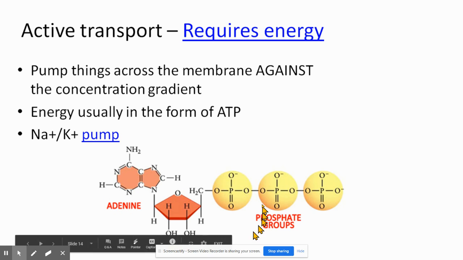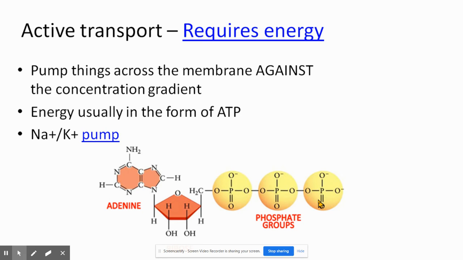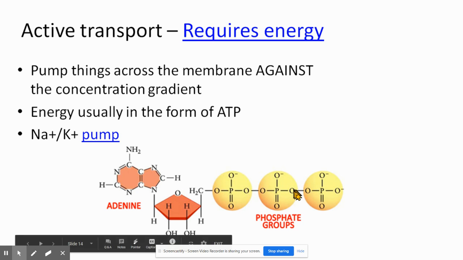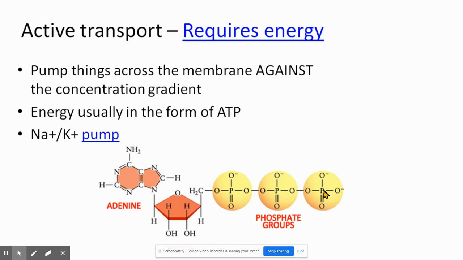So this is a nucleotide right here. If you add 2 more phosphates to this adenine nucleotide, you get ATP. And if you notice, these phosphate groups have charges on them, right? Which makes them high energy. These negatives do not like to be together. And so if you break this bond here, it will release energy.